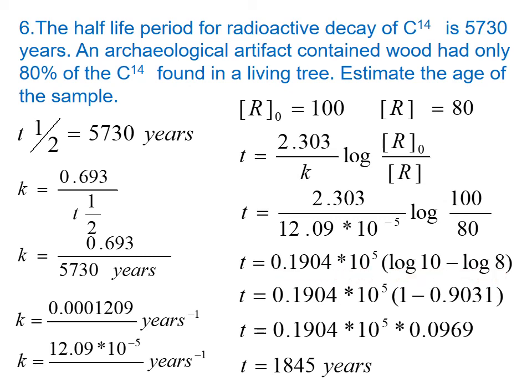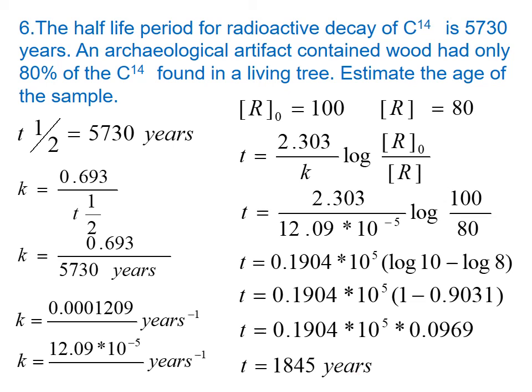So log 100 by 80, the 0 and 0 will cancel, so log 10 by 8. Log 10 by 8, log a by b form, so we can write log 10 minus log 8. Then t is equal to 0.1904 into 10 raised to 5 into 1 minus log 8, which is 0.9031. Then t is equal to 0.1904 into 10 raised to 5 into 1 minus 0.9031, which is 0.0969. And finally we get the value of time. Time is equal to 1845 years.